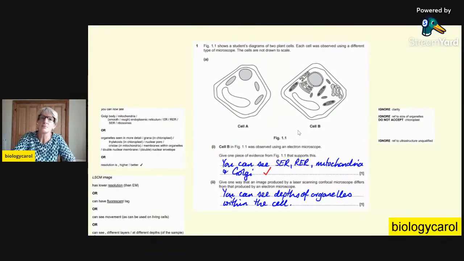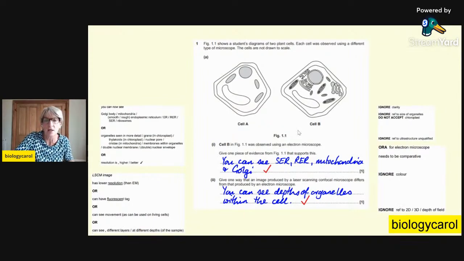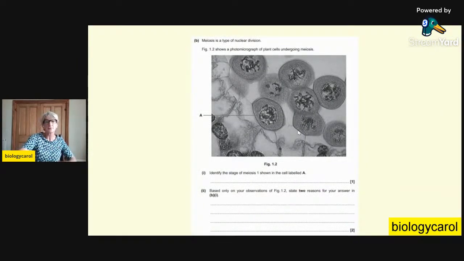So here are the possible marks that you could have gone, and I got mark point number 4 in the mark scheme here. I didn't number that one, I'm sorry.